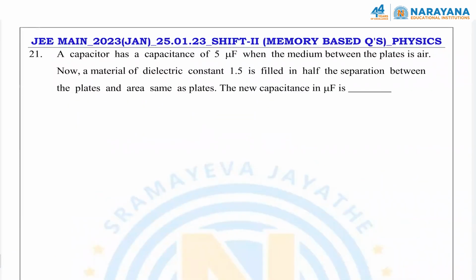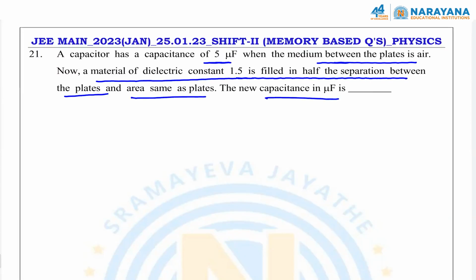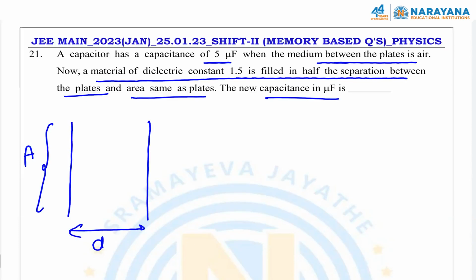Okay, next question. We have a capacitor of capacitance 5 microfarad. The medium between the plates is air. Now we are inserting a dielectric to fill half of the separation between the plates. Area same, we want to find the new capacitance. Again, this is a very popular formula based question. This is the area of the plate, and this is the plate separation d.